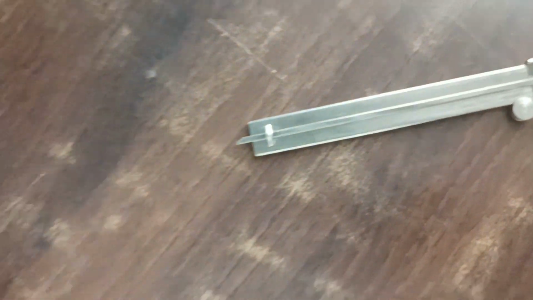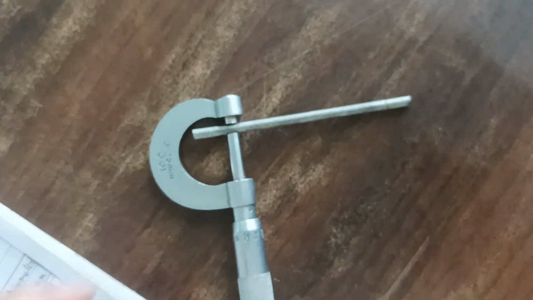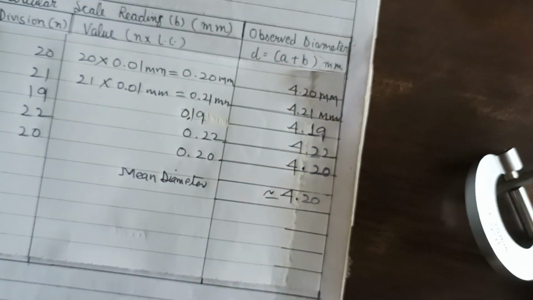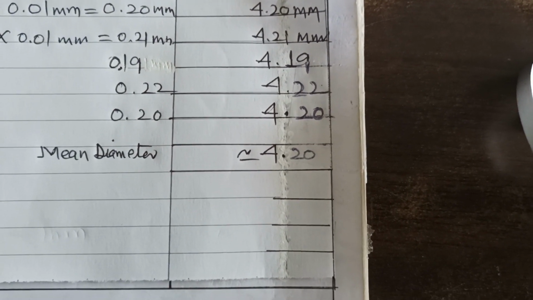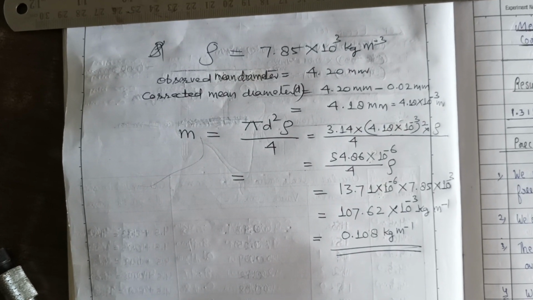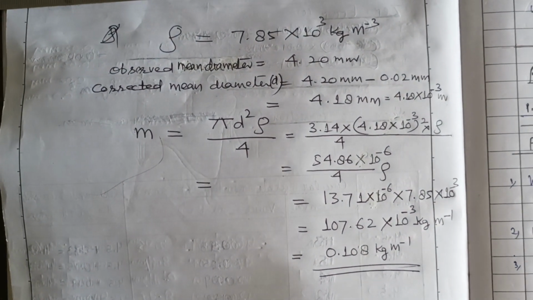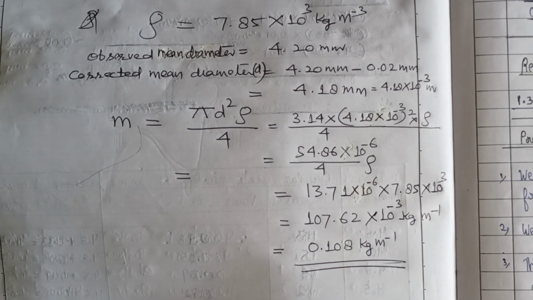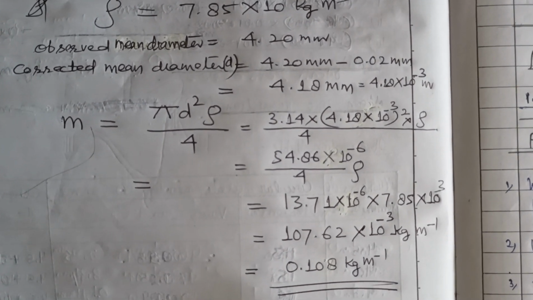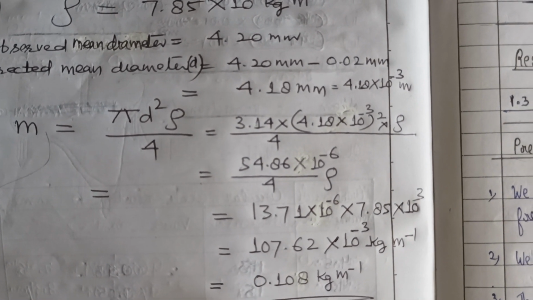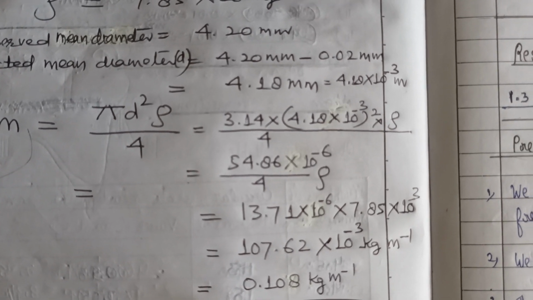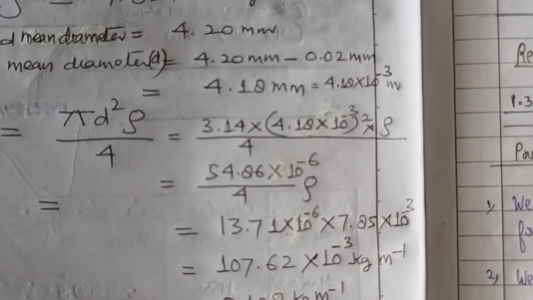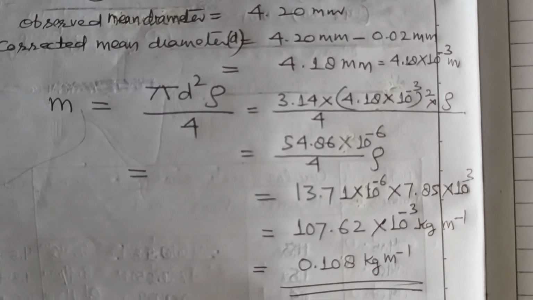Here is your rod, this one. So this is the value of the diameter of this rod. We had used this rod. So we found that the diameter is 4.20 mm. Now the observed diameter will be corrected by the proper zero error correction, which was a positive zero error. So 4.20 mm minus 0.02 mm gives 4.18 mm, or 4.18 into 10 to the power minus 3 meter. This is the correct value of the diameter which will be used in this formula.